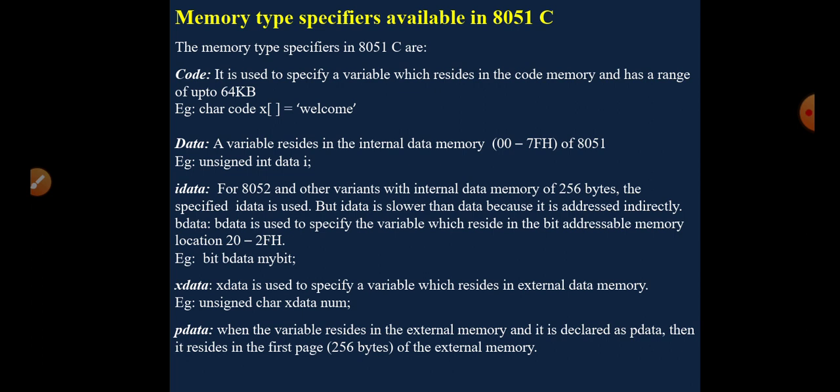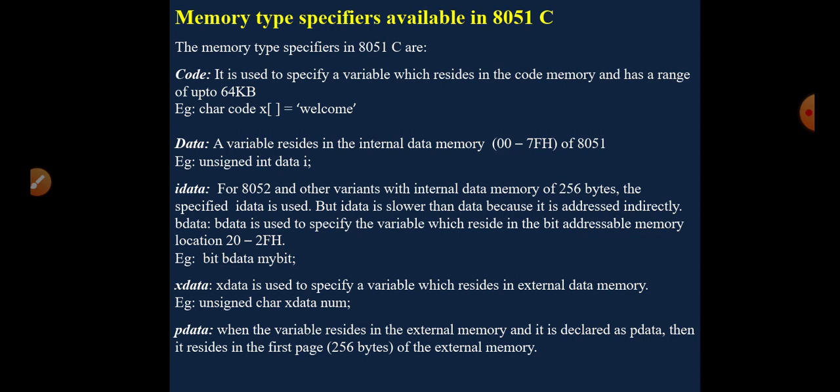Then you have the next type specifier, xdata. Xdata is used to specify a variable which resides in the external data memory. X stands for external. Example: unsigned char xdata num. Num is a variable and unsigned char is a type declaration. Xdata informs that this variable num has to reside in the external data memory.